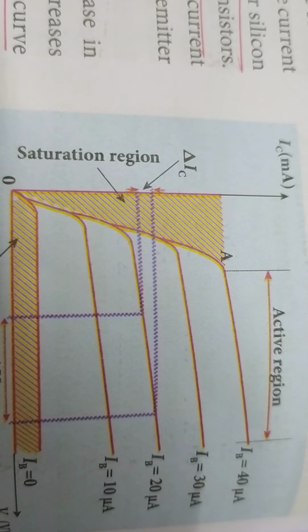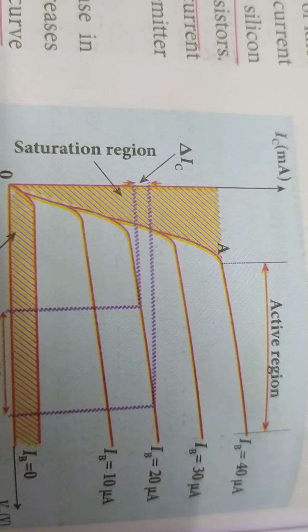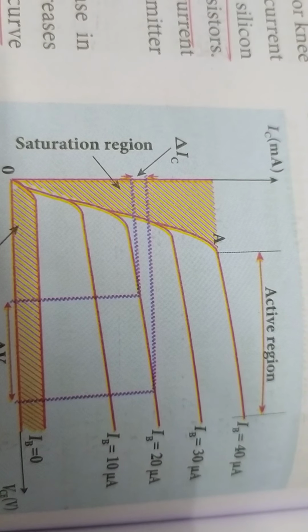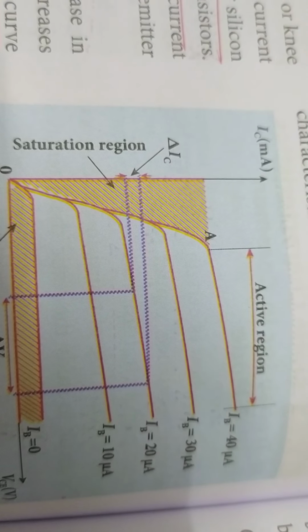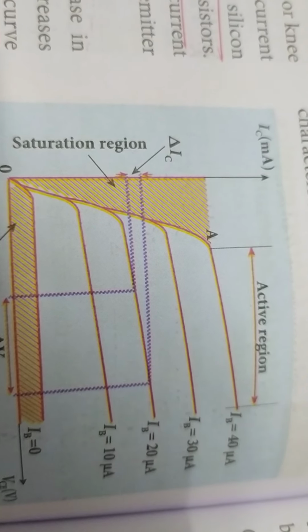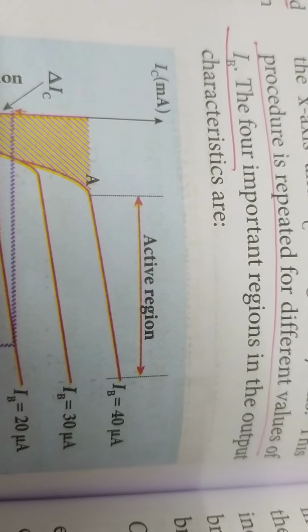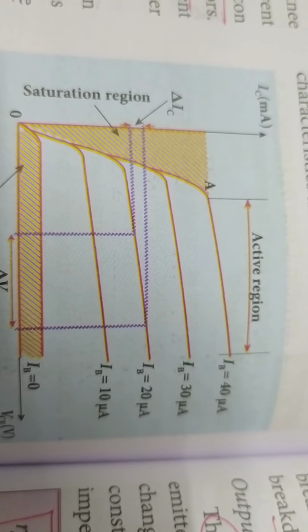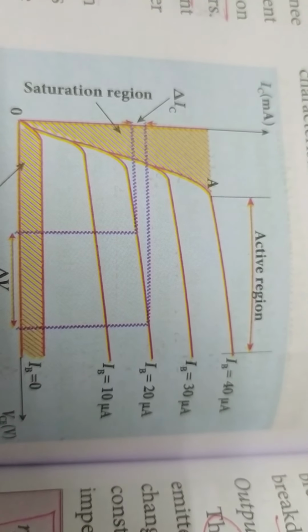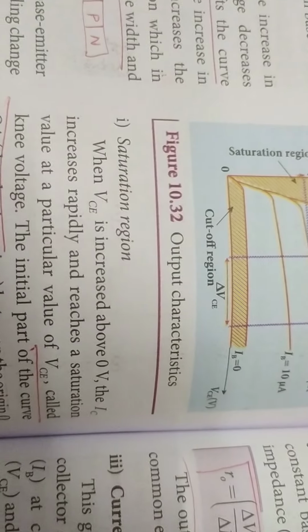And this region, that is from the origin to the knee voltage. Knee voltage means, you know about knee voltage. That is the point from which the current starts increasing. And this region is called saturation region, and the center portion is called active region. Usually the transistor is operated only in the active region. So this is about the output characteristic curve.